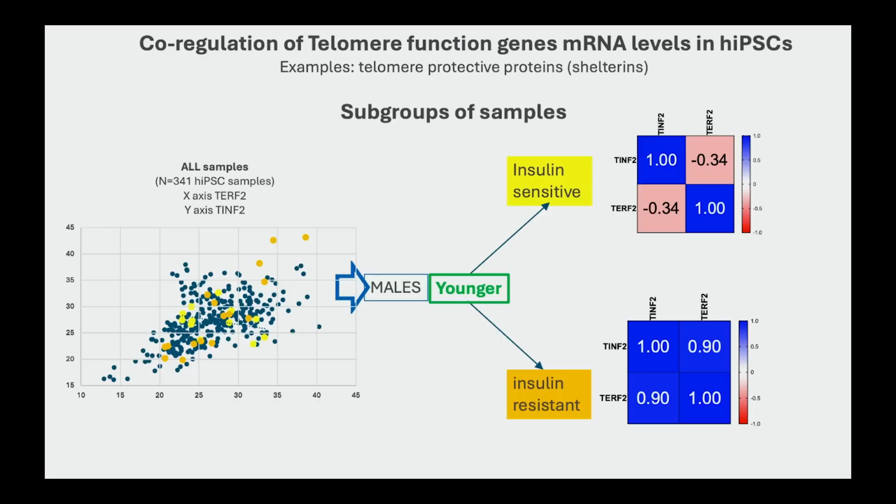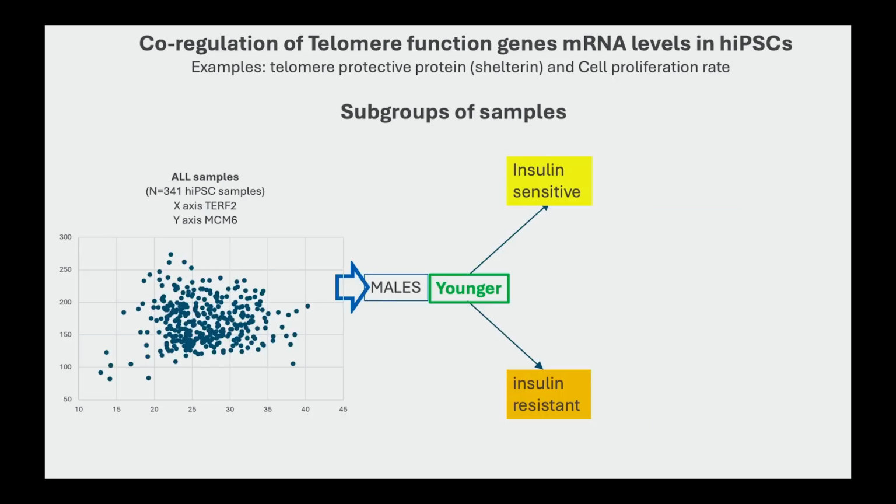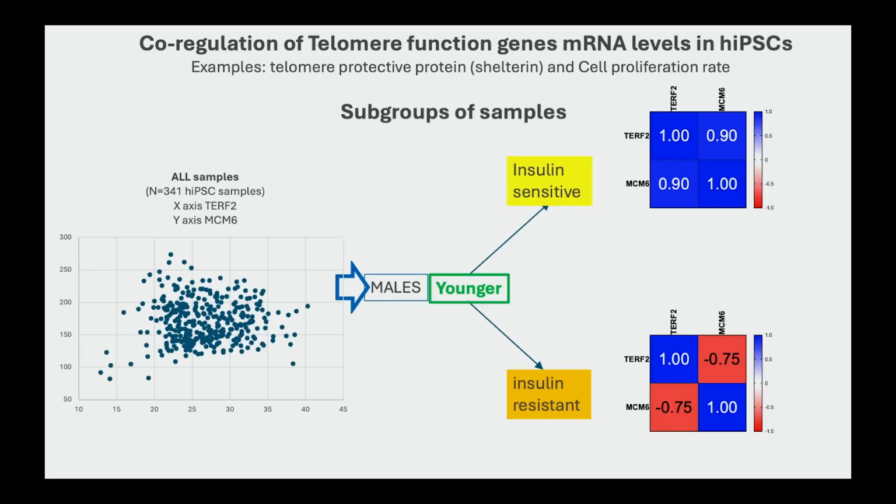That's a pairwise relationship between two of the telomere expression genes. It's already different, and I'll show you much more. I also like to look at the genes related to proliferation rate, because telomeres have to be replicated, so they should coordinate with cell proliferation rate genes. There's a whole bunch of those known too. Here's one example, MCM6. Again, in these two subsets, the relationship of a pair of these telomere genes is different in the insulin-resistant versus the insulin-sensitive group.